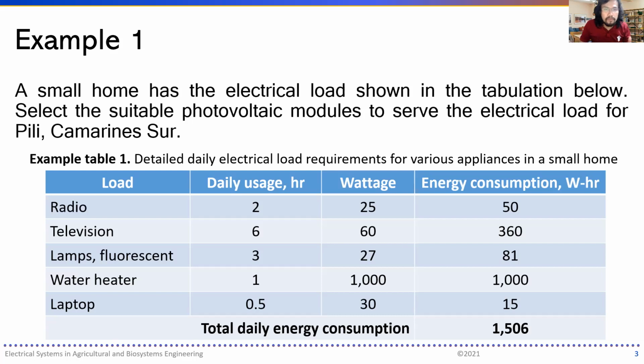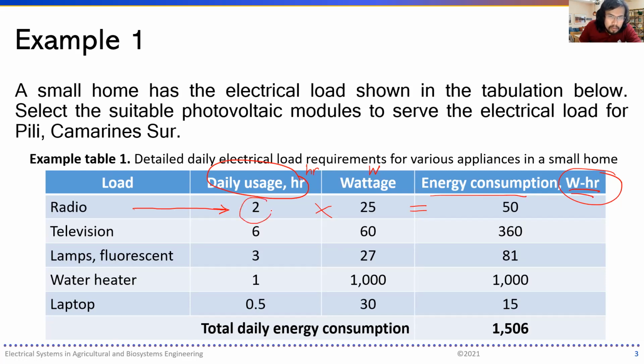Now, to start off with this problem, the table shows the daily usage, and this is just approximated, and the rated wattage, the power consumption for each appliance. So the loads here are the appliances, and there is a daily use multiplied to the wattage, which eventually results to the energy consumption in watt hours. So hours times watts equals watt hour.